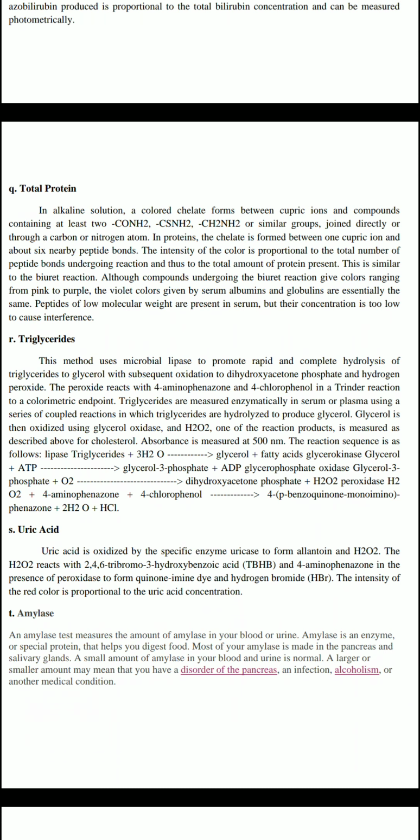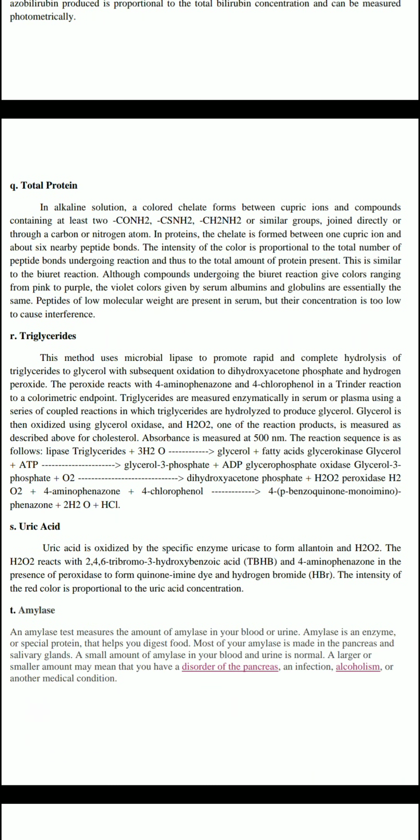Triglycerides are measured enzymatically in serum or plasma using a series of coupled reactions in which triglycerides are hydrolyzed to produce glycerol. Now, glycerol is then oxidized using glycerol oxidase and H2O2, that is hydrogen peroxide. One of the reaction products is measured as described above for cholesterol. Now, the absorbance is measured at 500 nm. The reaction sequence is as follows.